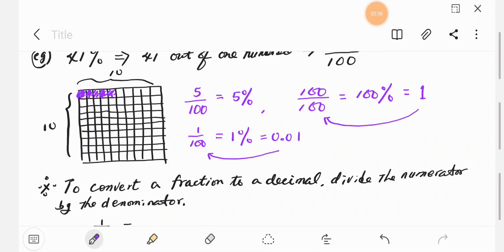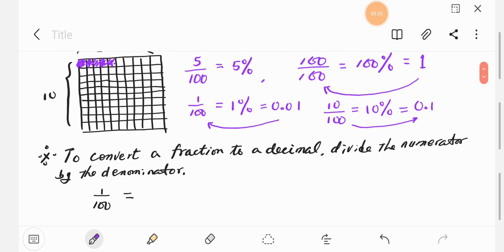How about 10%? 10% is 10 out of 100. Then what's the decimal? The decimal will be 0.1, right? So 0.1 is 10%. This is just a relationship between percent, fraction, and decimal.